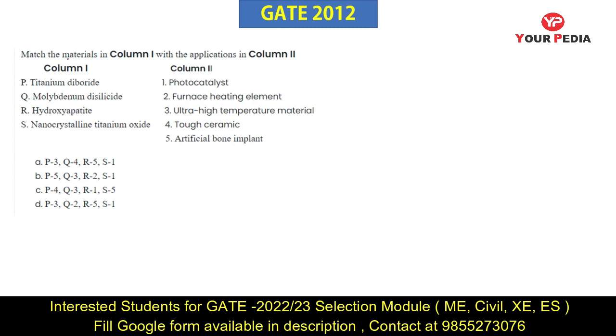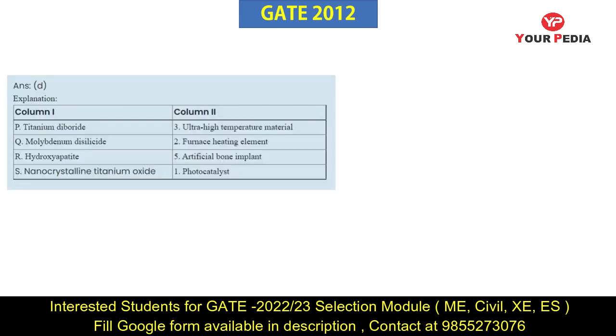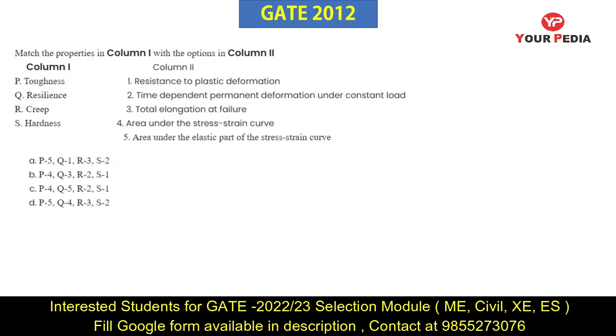Now here you can see the materials and their applications, like titanium diboride, boride, then molybdenum disilicide, hydroxyapatite. So we have to match them with the following. Let's see the solution here. Here you can see the solution of this. Again the properties are the same, then you have to answer. Now let's move to the next question.